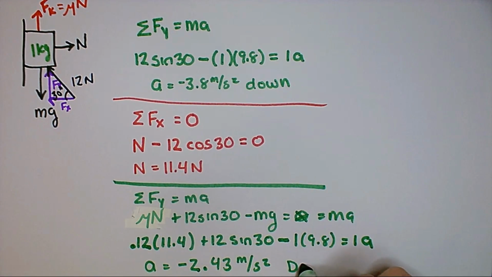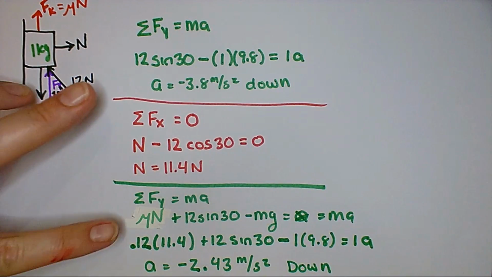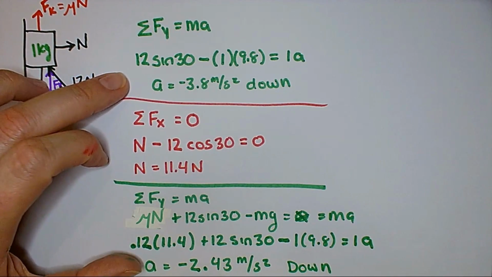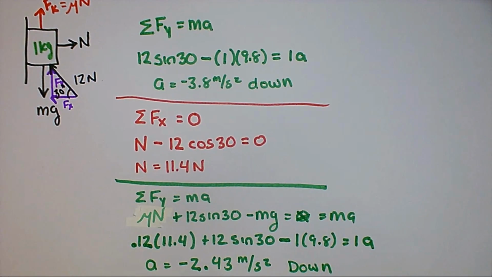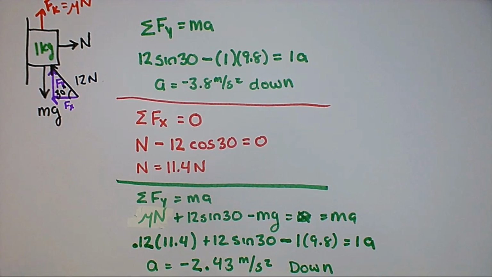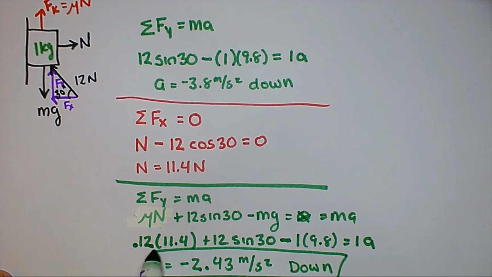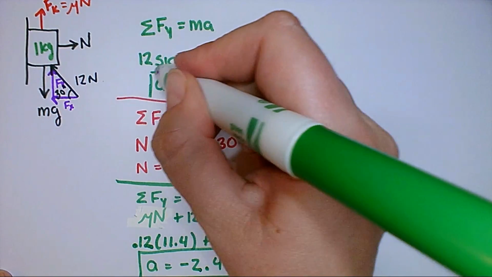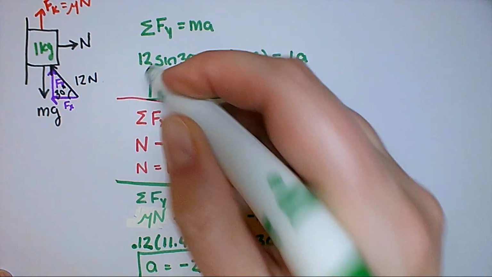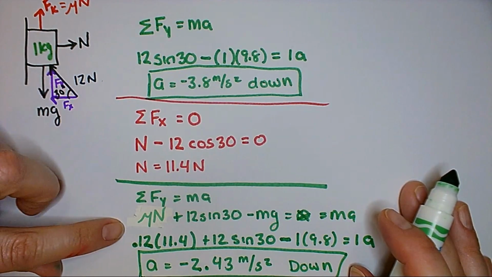Again, that's down. So it's going down, but slightly less fast when you add in the friction, which makes sense. The friction will slow it down a little bit. So this is our answer for B, I'm sorry. And here's the answer for A. And we had to solve for this in between in order to do this.